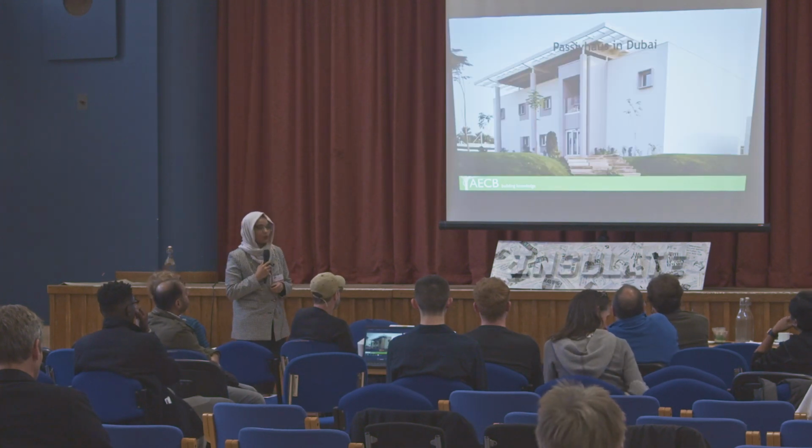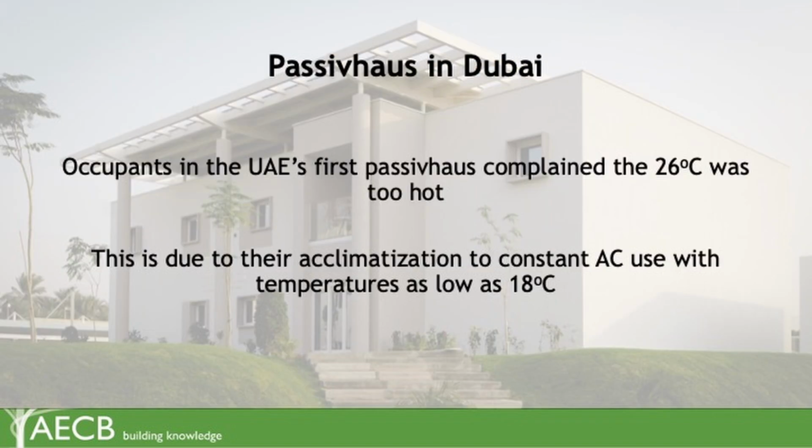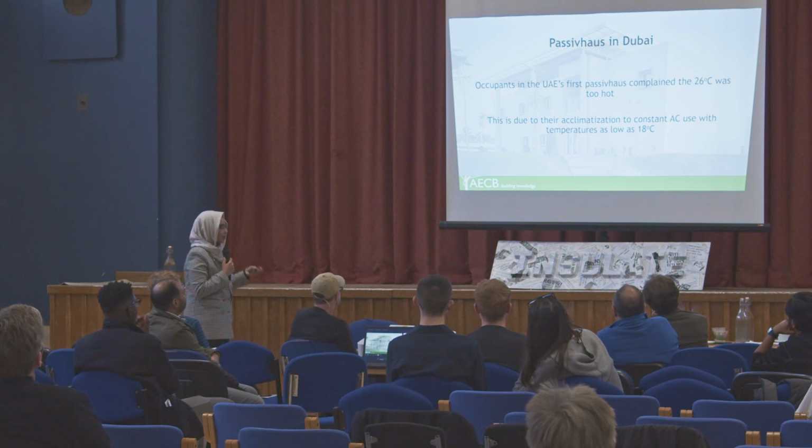Now that comes into play in this example. So this is a Passivhaus building in Dubai. It was one of the first, and the occupants complained 26 was too hot, which is the set point of that building, which is absolutely ridiculous, that they're in a climate where it's 45 degrees outside and they're saying they can't tolerate the 26. And as someone who's lived in the Middle East, I understand why.